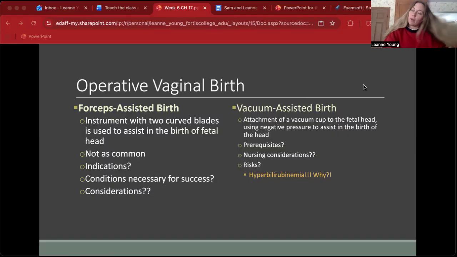Why are we worried about hyperbilirubinemia in a baby after a vacuum delivery? Typically, it's because anytime a baby has bruising, excessive bruising or injury, they are at a higher risk for hyperbilirubinemia because their body is trying to compensate for the injury. It's trying to help heal that injury. So their bilirubin levels are going to increase. They're going to become jaundiced, lethargic, all of the things that we'll talk about whenever we discuss hyperbilirubinemia. Okay, so you need to know that.